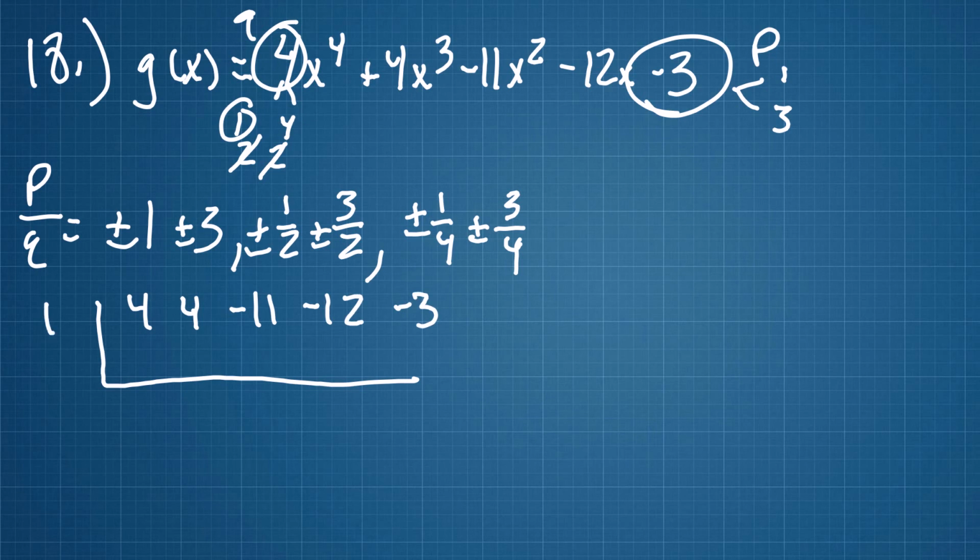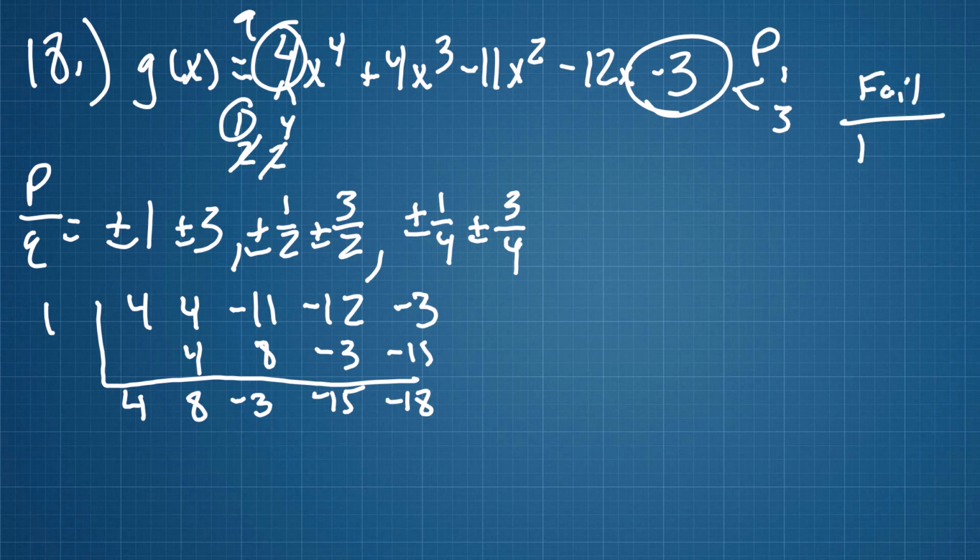Outside the box I'm going to put 1. Try 1. 1 times 4 is 4. Gives me 8. 8 gives me negative 3. 1 times negative 3 is negative 3. Gives me negative 15. Gives me negative 18. So remember, I'm going to make my little fail list. So I know 1 is not going to work no matter what.